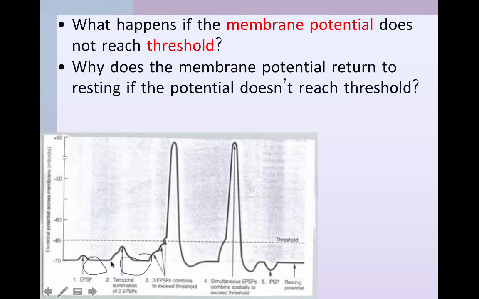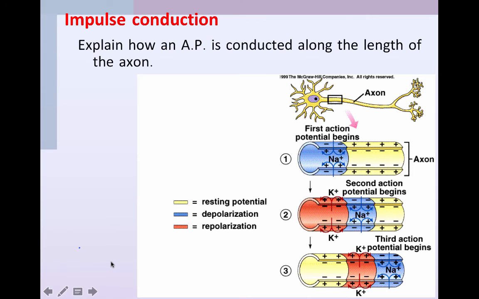And now we're ready to go on to look at conduction. We've generated our action potential here at the trigger zone of the neuron. Here you can see that piece of membrane is depolarized. Sodium has come in and made it positive inside as opposed to negative inside, which is typically the case.